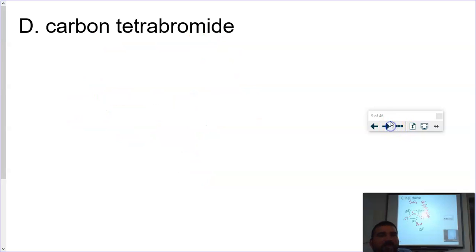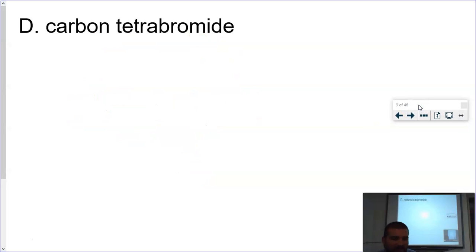So for our 4th example, we have carbon tetrabromide. Same as always, let's do a Lewis diagram first. And again, I would encourage you to pause it and try these by yourself because I think you can do it. I really do. But if you want to just watch, that's fine too.